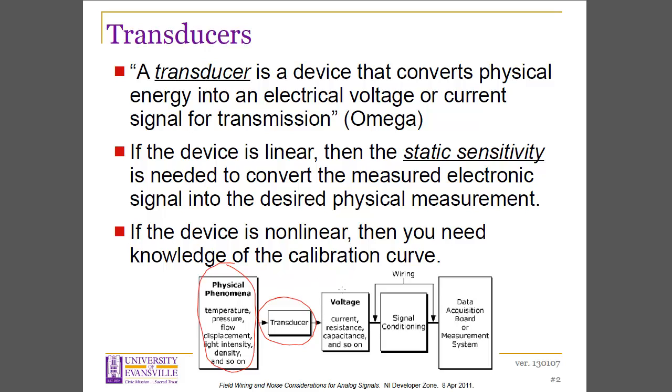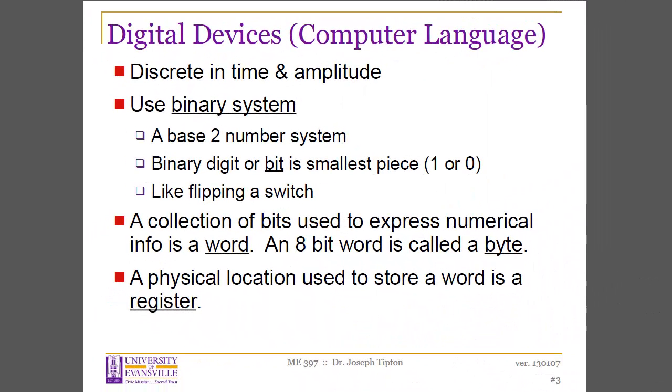Once the transducer has converted that into a voltage signal, we later on, after wiring, connect that to a data acquisition system or a measurement system, in our case a digital multimeter. Let's talk a little bit about the end product. The data acquisition board or the measurement system, in our case the digital multimeter, its job is to display a reading from the measurement. Now that's a digital device, and as such it's discrete in time and amplitude.